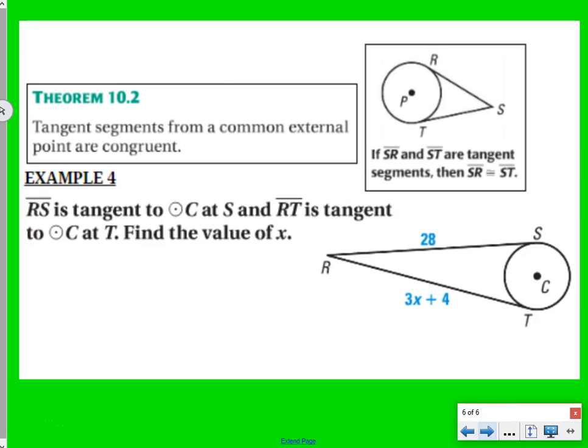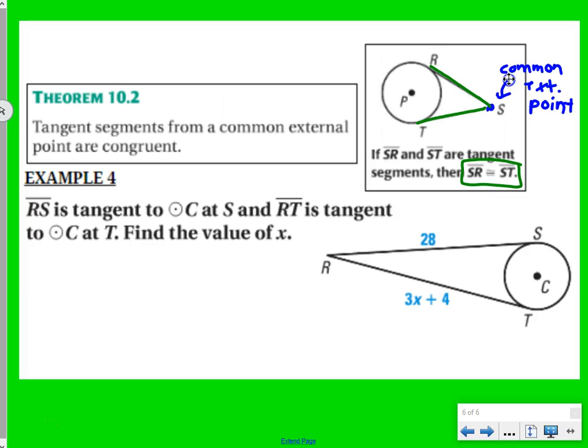Last example, Theorem 10.2. Tangent segments that come from a common external point are congruent. So if you have two tangents to a circle that come from a common external point, so here in our example, our common external point would be S. And then we have two tangents, RS and TS. So since they come from a common external point, we can say that they are congruent.